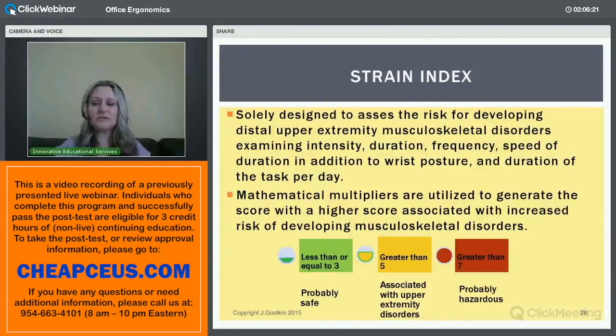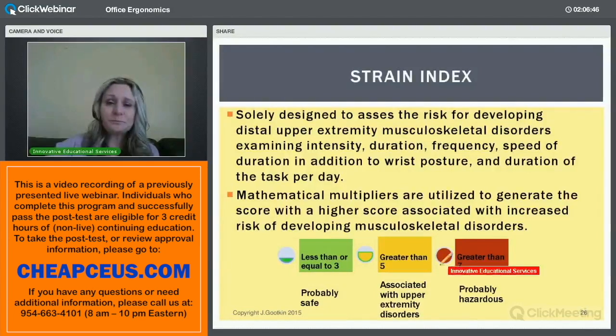And then our last tool is the strain index. This tool is going to consider potential risk factors. It will take into account the posture, fatigue, repetition, so the same factors that we have been discussing. And then it also looks at the speed of the movement and recovery time. So it's adding a couple of more factors into our consideration.